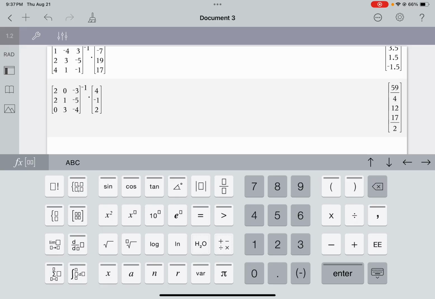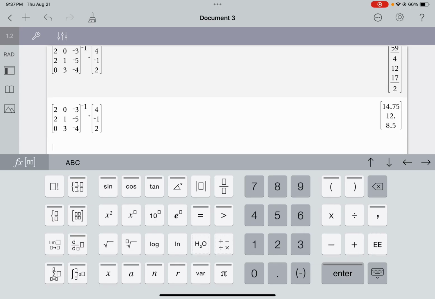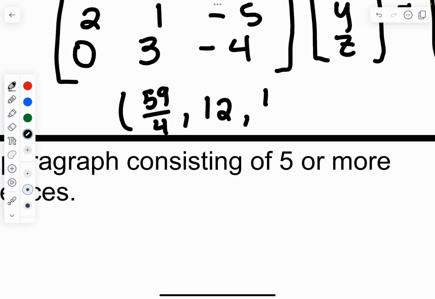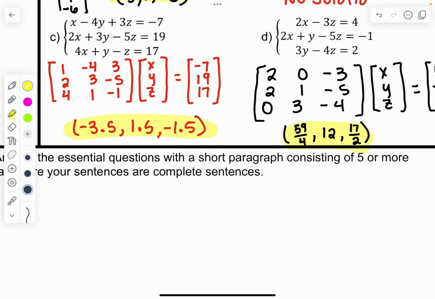And this time I'm going to leave them as a fraction, but if you want to convert it to a decimal, you can just by hitting that. But I'm going to write down the fraction answers. So this is 59/4, 12, and 17/2. Okay, so there we go. We have that right there.